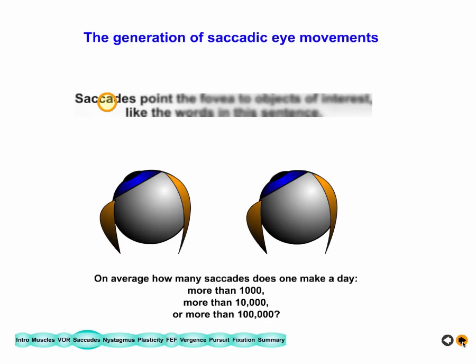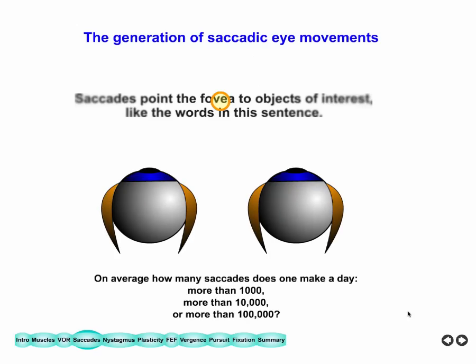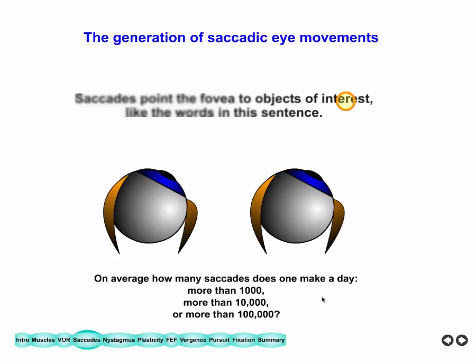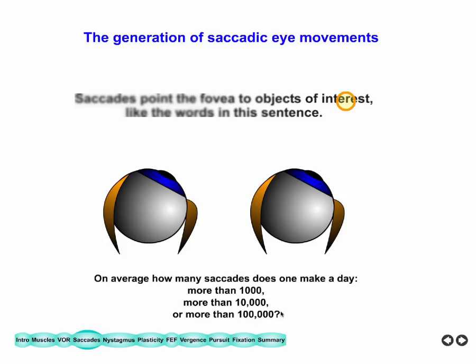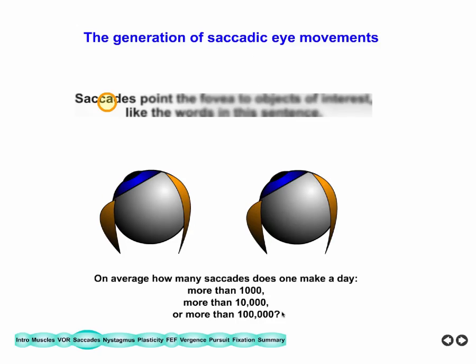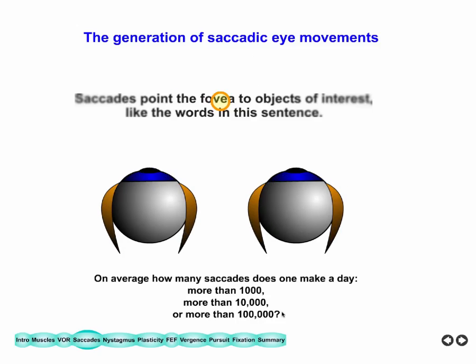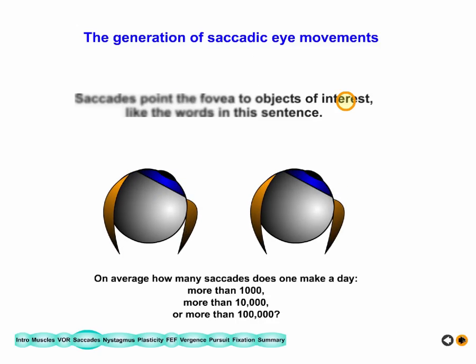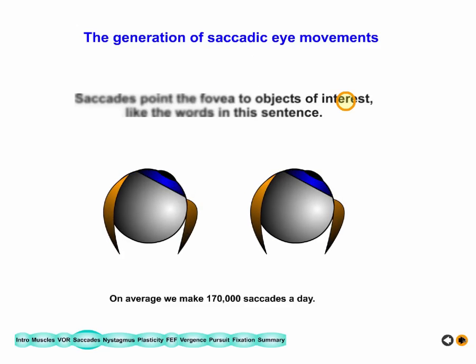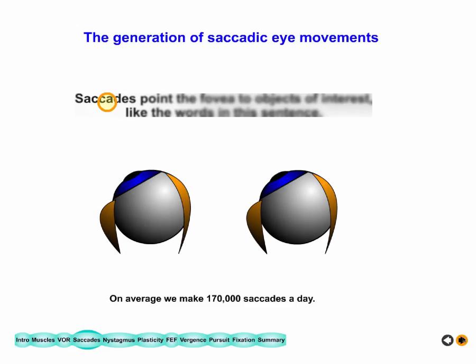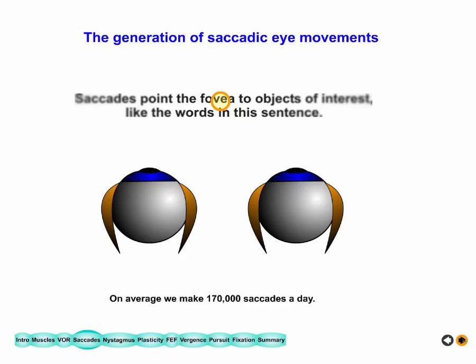So guess how many saccades we make per day? 1,000, 10,000, or 100,000? A lot of people are guessing 100,000. Yeah, we make more than 100,000, roughly 170,000 per day. That's an awful lot of saccades.